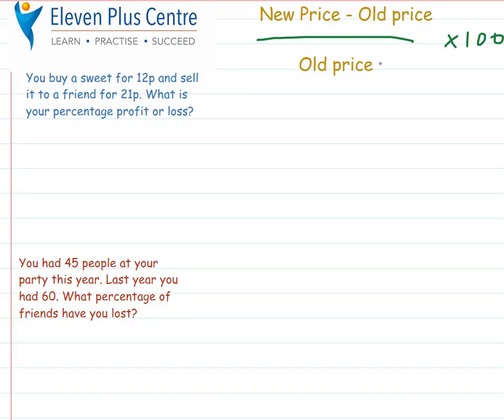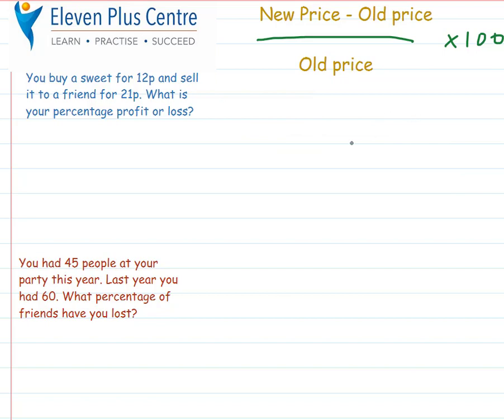Okay, so now I'd like you to have a go. We've got two sums here. We've got two examples. You buy a sweet for 12 pence and sell it to a friend for 21p. What is your percentage profit or loss? I've got the formula here for you. What I'd like you to do is work this one out first. Pause the video when I say so. Come back, check to make sure my method matches yours, and then have a go at this one. If you're really confident you know what you're doing, you can have a go at this one as well. Okay, but pause the video now, and I'll see you back when you're finished.